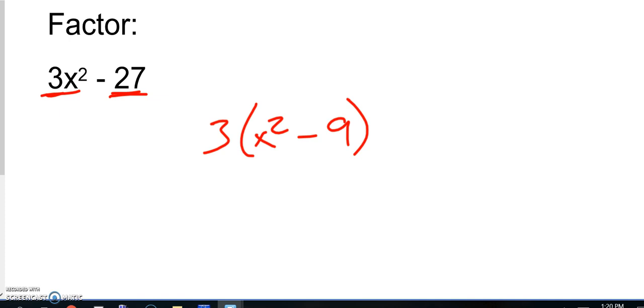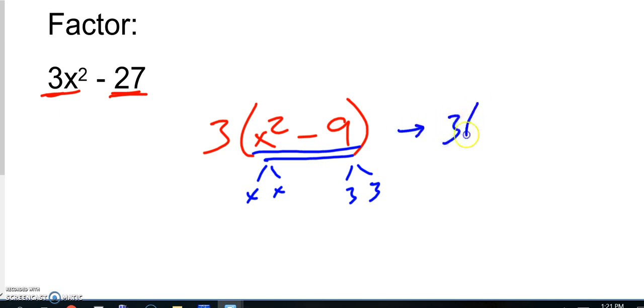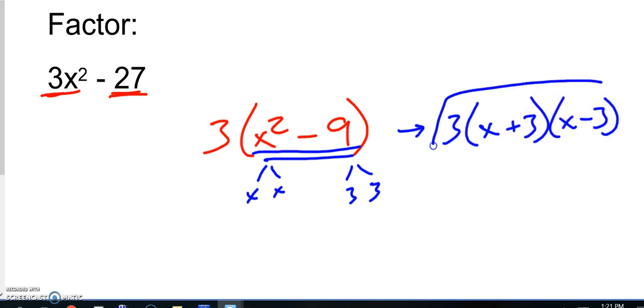And now we can see on the inside here we do have the difference of two squares, x squared minus 9. So x breaks into x and x, 9 breaks into 3 and 3, and I need a positive and a negative, so this will factor further to 3 times x plus 3 times x minus 3, and this would be our final factored answer. So you do want to leave that 3 on the outside there to indicate that it is being multiplied by everything as well.